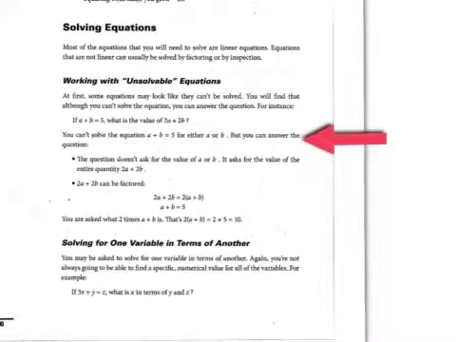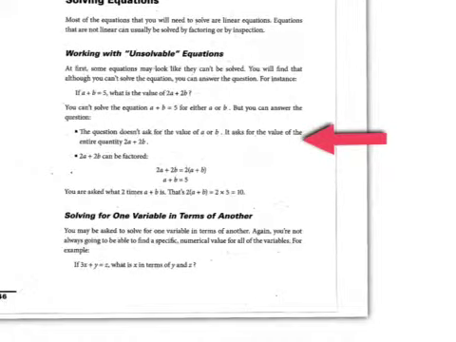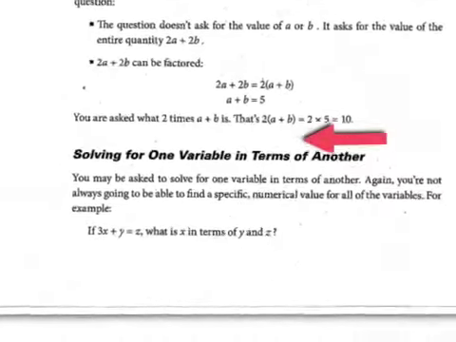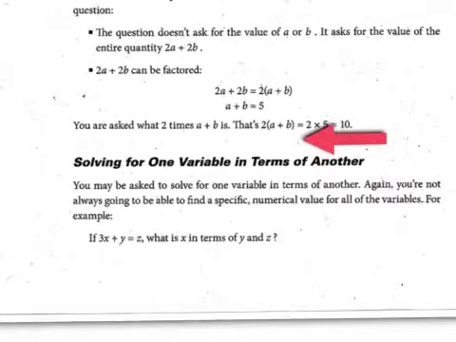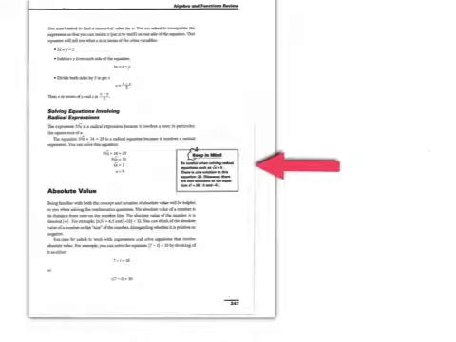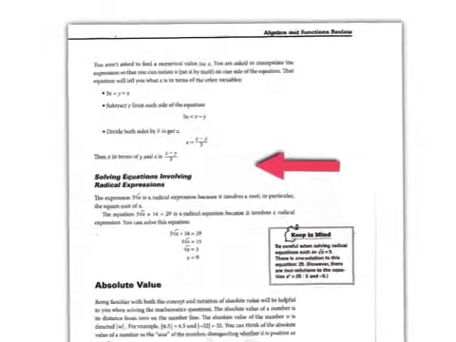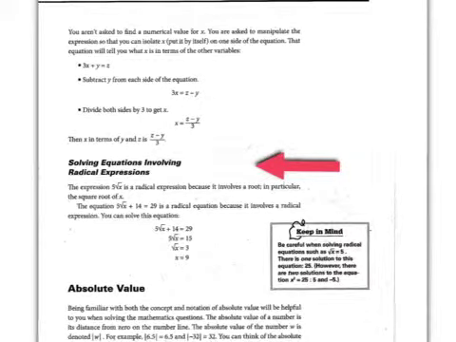Working with unsolvable equations, 2 times a plus b, stuff like that. Solving for one variable in terms of another. When you do this, typically you're not going to have many numbers. You just have to solve for a variable. So what is x in terms of y and z? You just get x by itself. The example over here, where you get x by itself by subtracting y and then dividing by 3. I'm talking about what's right here. So just different things to look out for, okay?